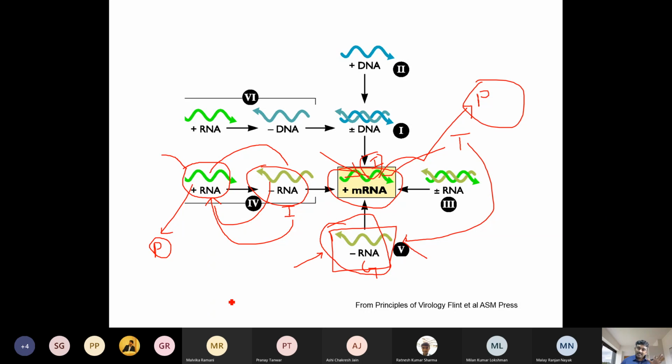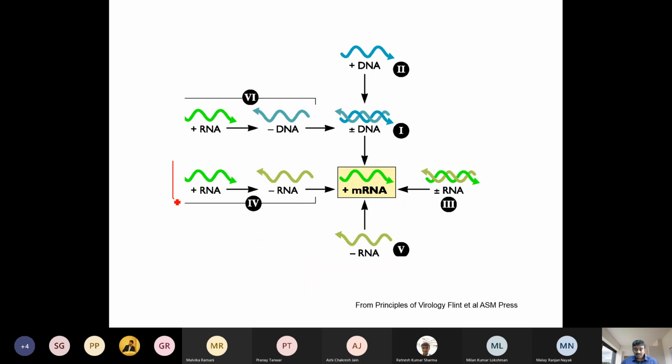Now, there could be some advantages for positive sense RNA viruses, just because one of you asked that question. That's a good question. So, some advantages for a positive sense RNA virus. What advantage could it potentially have? Let's say this is SARS-CoV-2, it just enters a host cell.